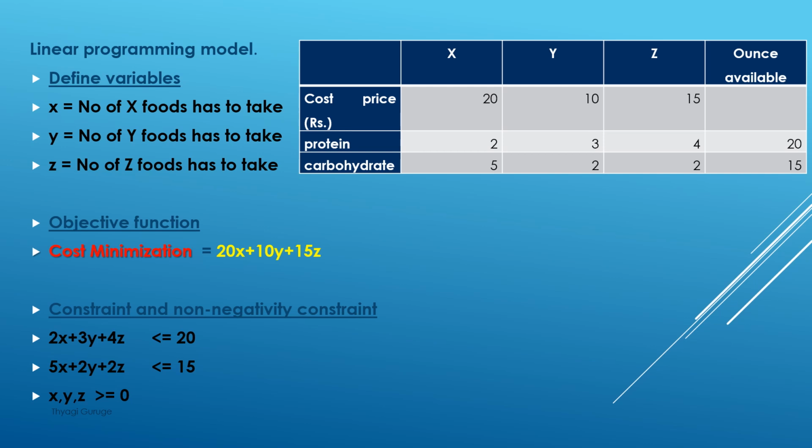Then the non-negativity constraint is x, y, z should be greater than or equal to 0 because there is no negative food intake, which means either we are going to eat the food, or if not, we are not going to take it. There is no negative figure involved in this.